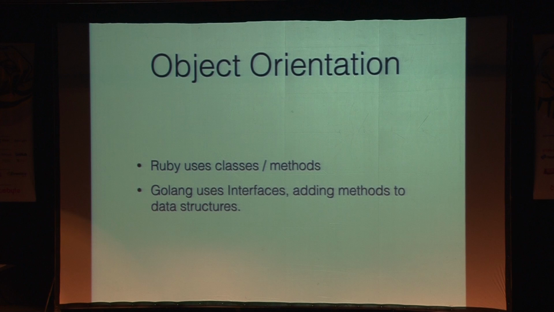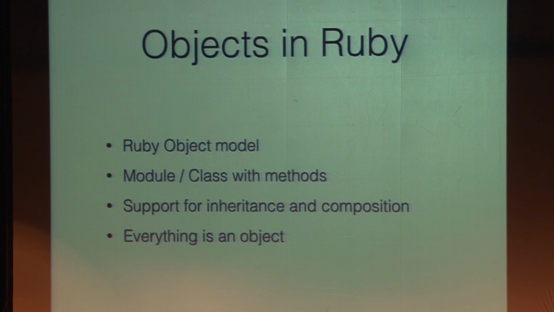Okay, object orientation. Ruby uses classes and methods, and Golang uses interfaces, adding methods to data structures. This is a bit different from what we are used to in Ruby. Objects in Ruby: there is the Ruby object model, which controls all the object orientation inside Ruby. There are modules and classes with methods. There's support for inheritance and composition, and everything in Ruby is an object, as you guys know.